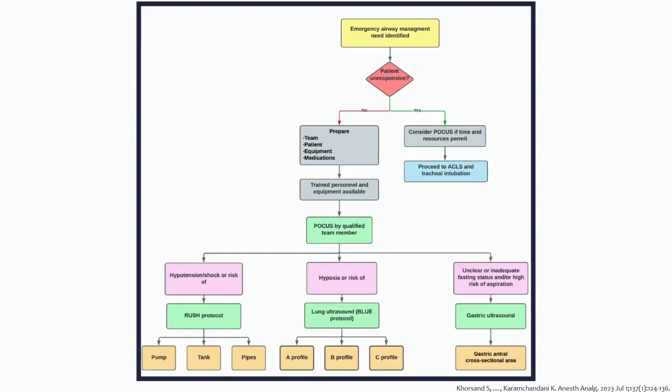So we published this algorithm a few years back. I think it combines the RUSH protocol that Rachel had talked about. But the message that I want to convey here is if you have the feasibility and the options, try to use POCUS before these emergency tracheal intubations in critically ill patients.